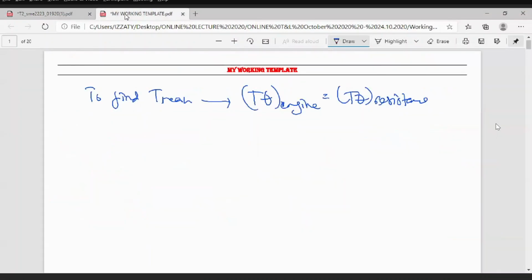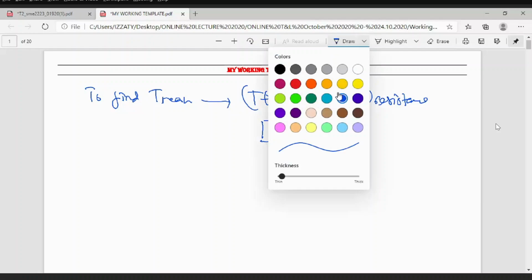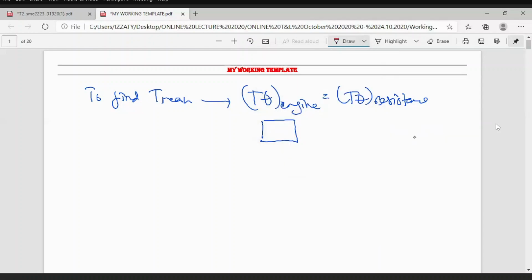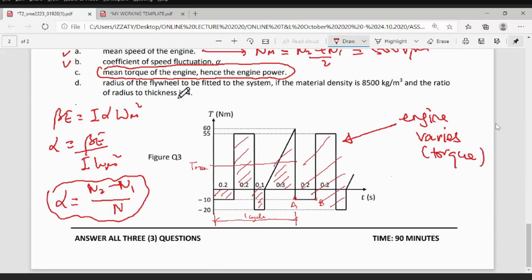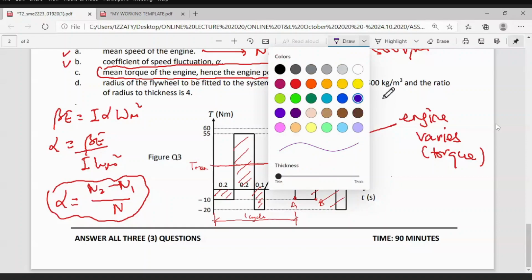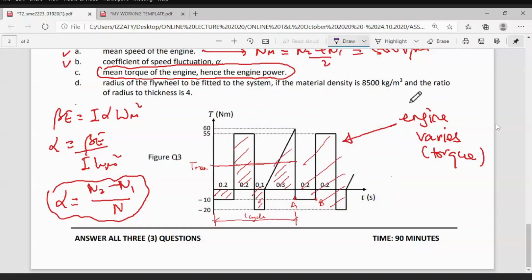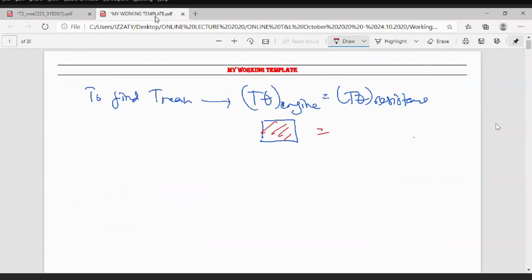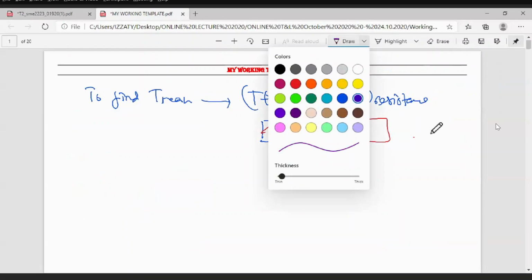So put it here. This one will be the shaded area of the red one, equal to what about the resistance? You know that the resistance is constant, right? So the resistance will be here. And put it here in another color. This one is blue in color. This one will be your area. So put it here, blue in color.